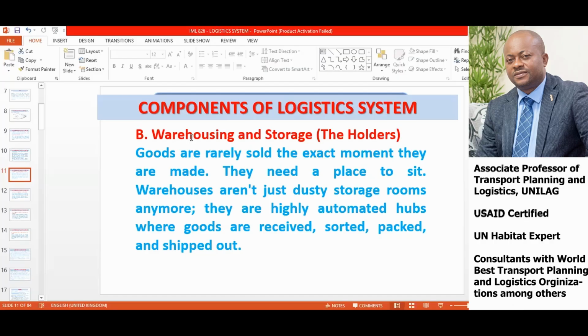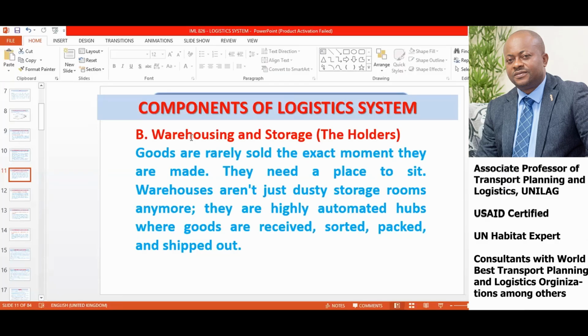There are some authorities you will consult about components of logistics whose emphasis will be on warehousing. But here, I'm putting the conjunction to say warehousing and storage. Storage is a subset of warehousing. Now, in warehousing, can somebody quickly read what we have so that I can explain? Goods are rarely sold the exact moment they are made. They need a place to sit. Warehouses aren't just dusty storage rooms anymore. They are highly automated hubs where goods are received, sorted, packed, and shipped out. Thank you so much. This is very explanatory.